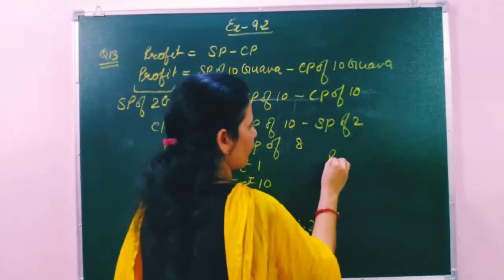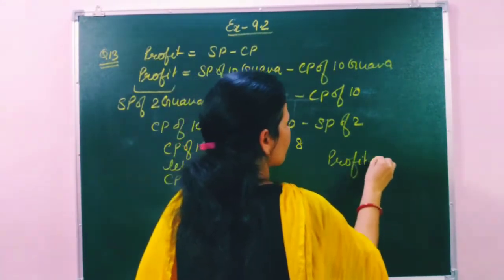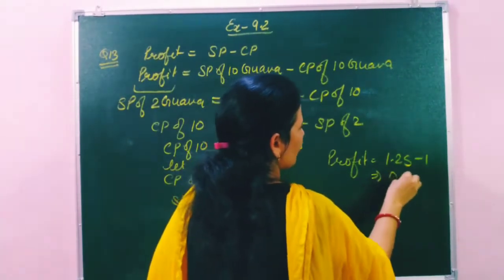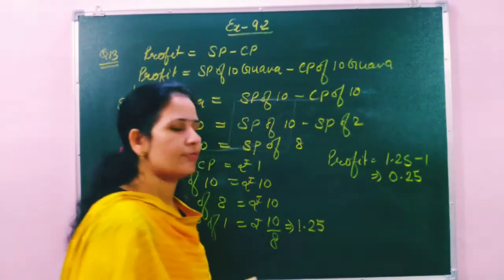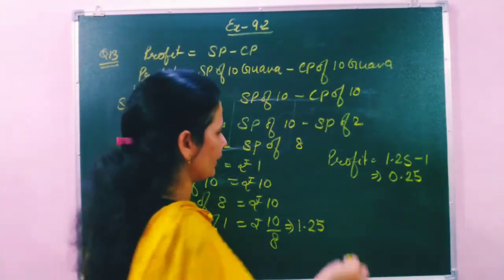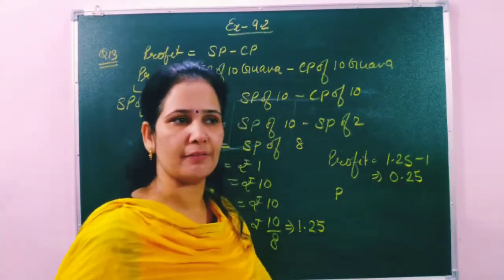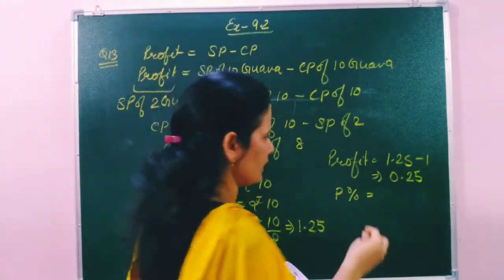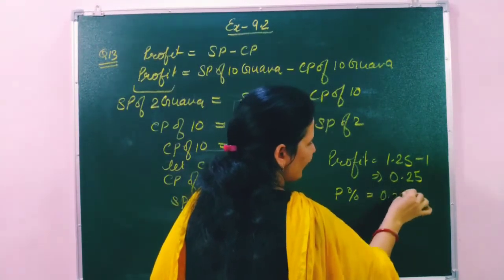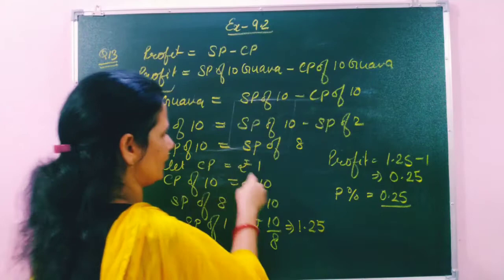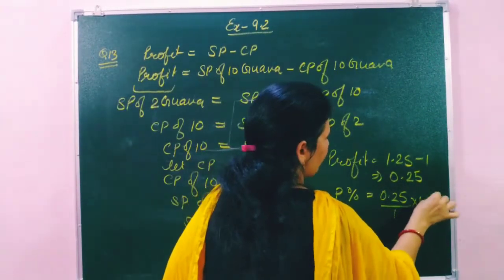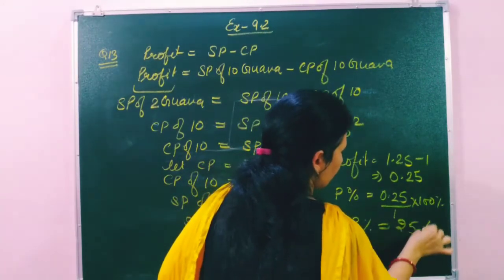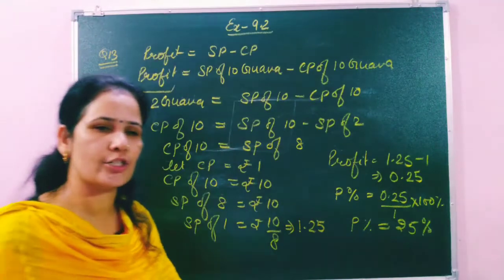Then here we will find the profit. Profit equals 1.25 minus 1, that means 0.25. Now students, we get the profit in amount, the profit is 0.25. And then we will find the profit percentage. How to find the profit percentage? Profit amount divided by CP, CP is here 1, and multiply by 100%. So students, profit from here is 25%.